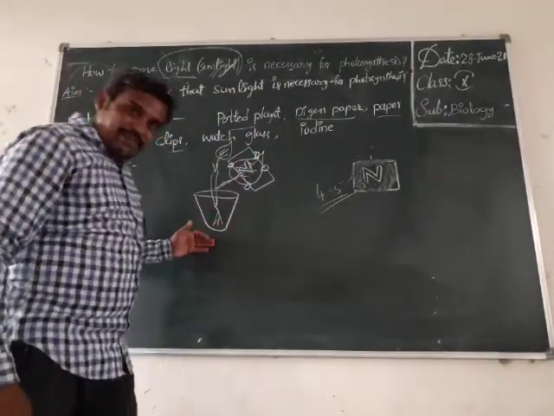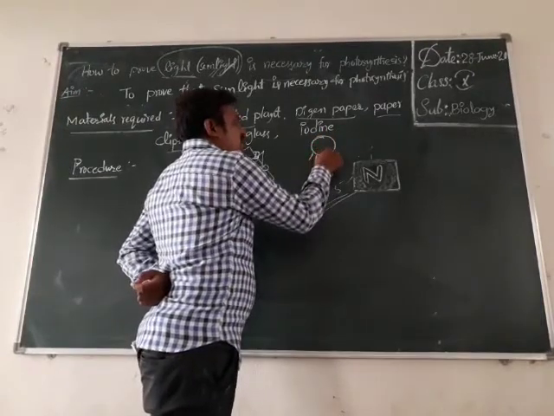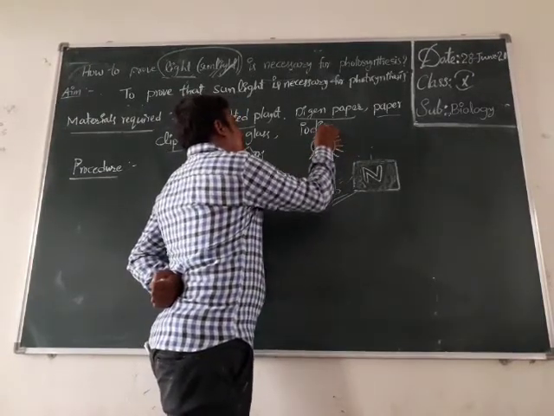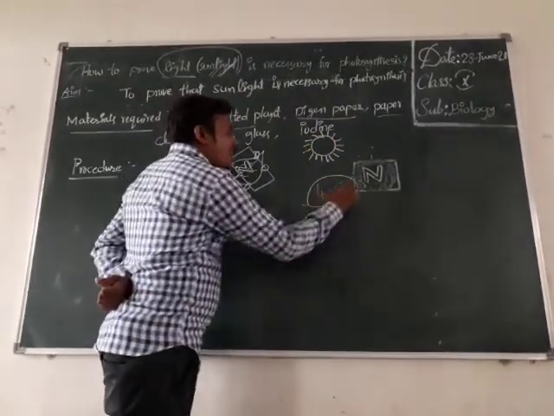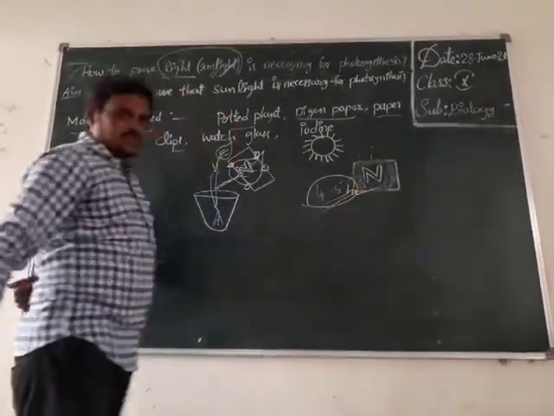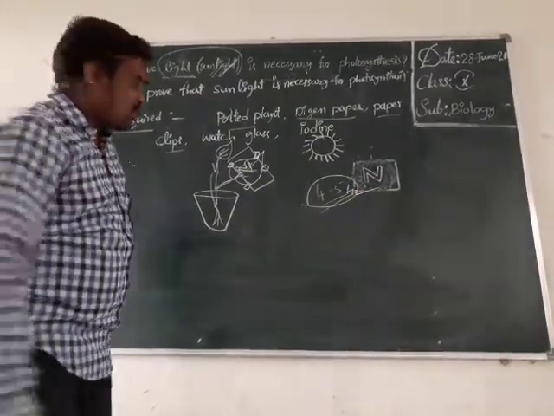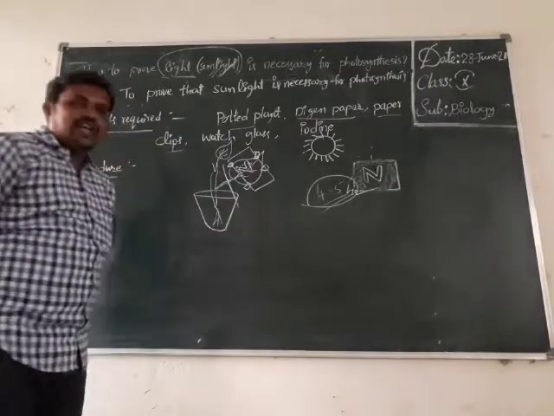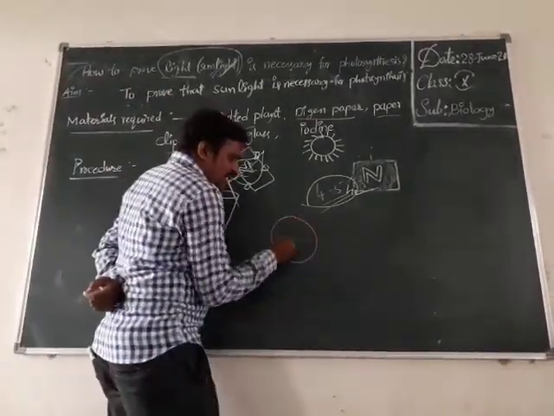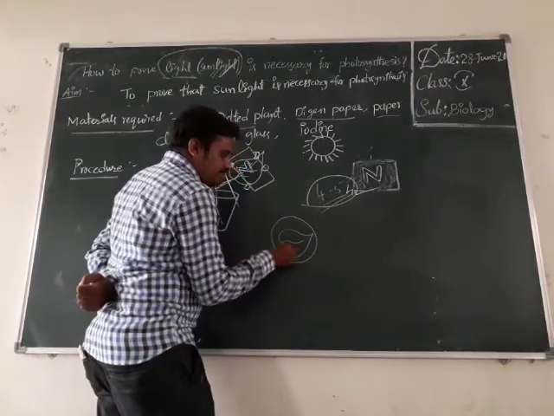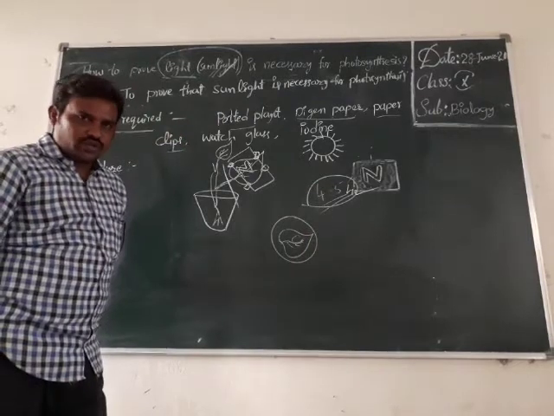Keep this experiment under the sunlight for nearly 4 to 5 hours. After 5 hours, remove the leaf from the plant and keep it in a watch glass.